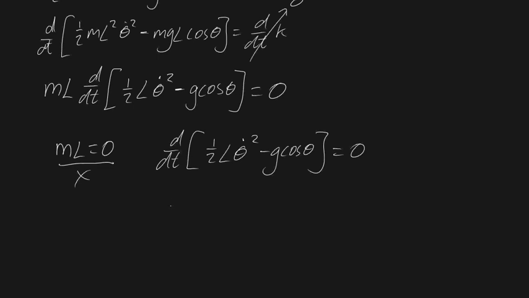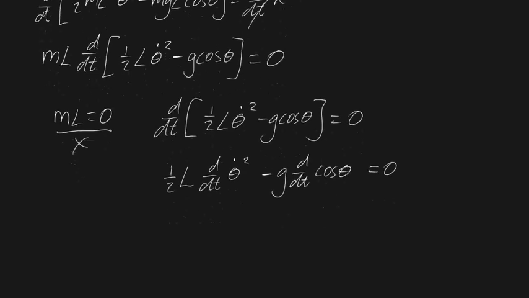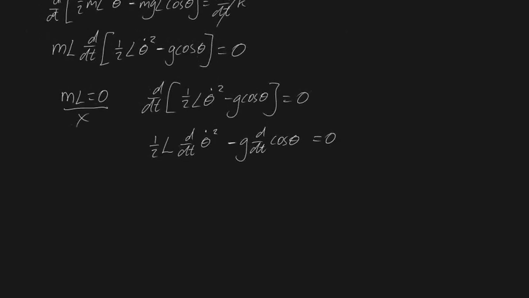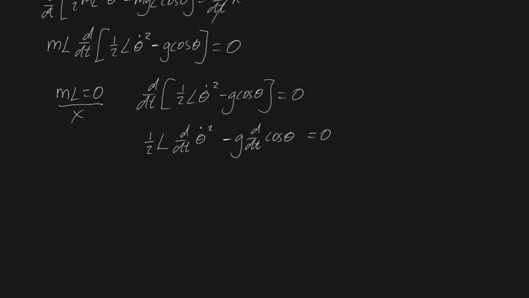Okay, so let's see if we can figure out what this means. Well, we can distribute the derivative, and that becomes a half L times by d/dt of theta dot squared, right, minus g times by d/dt of cosine theta, and that's going to be equal to 0. Alright, let's see if we can figure this out a little bit more. I feel like I should zoom out just a little bit more. Okay.